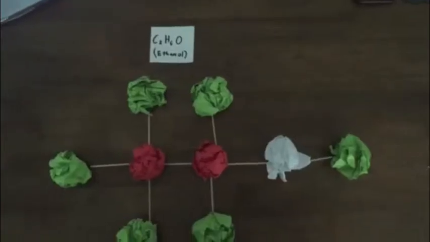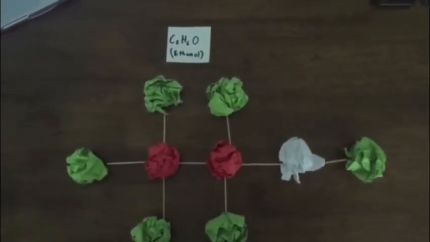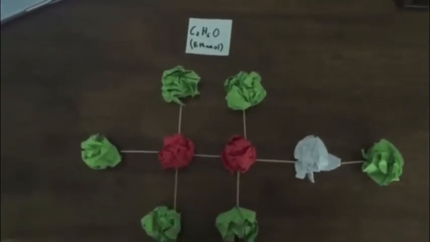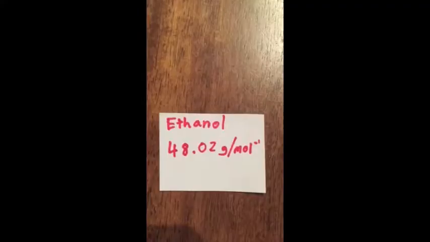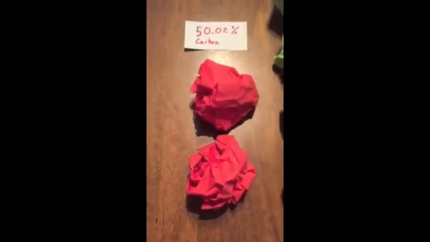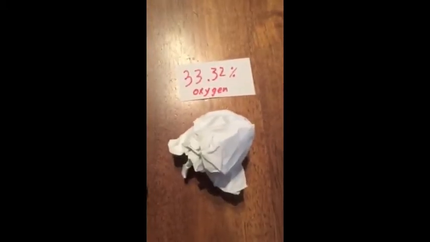Ethanol is made up of three types of atoms: carbon, hydrogen, and oxygen. The molecular formula for ethanol is C2H6O. This means 2 carbon atoms, 6 hydrogen atoms, and only 1 oxygen atom. The molar mass of ethanol is 48.02 grams per mole. Carbon makes up 50.02%. Hydrogen makes up 16.66%, and oxygen makes up 33.32%.